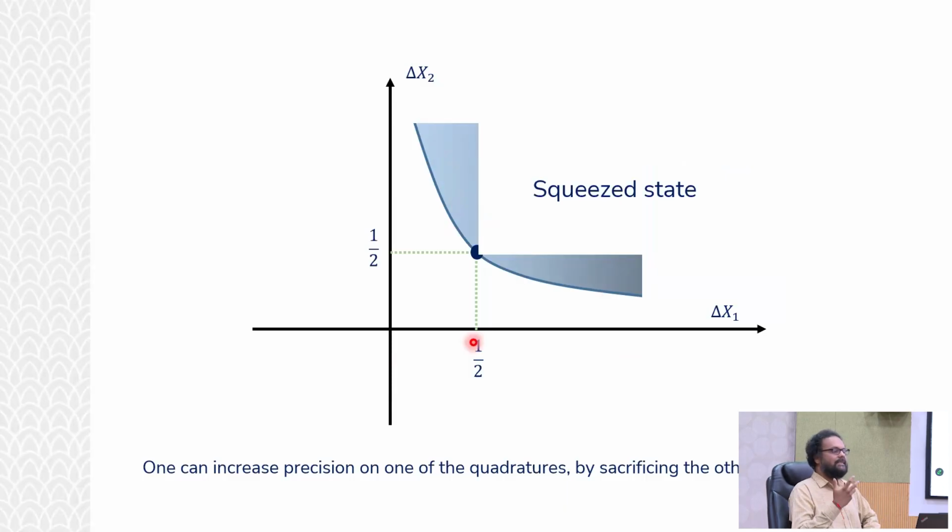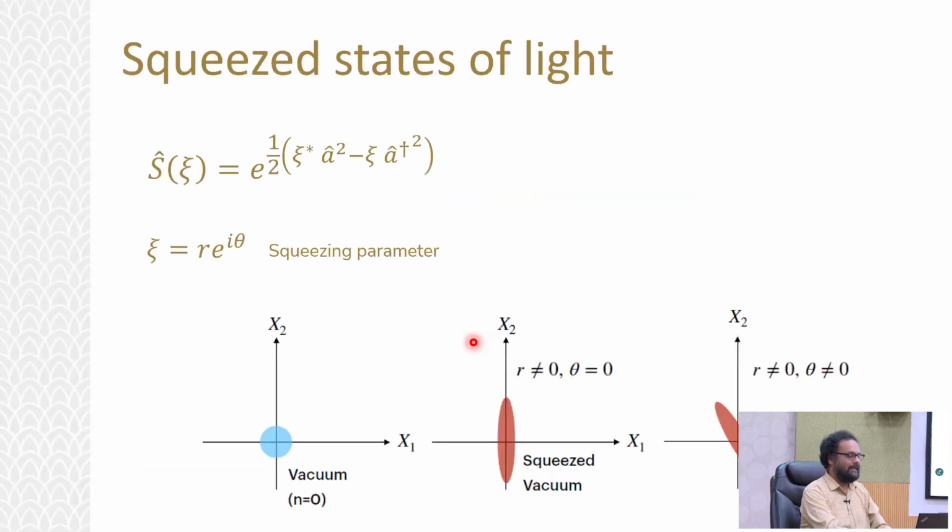So one can increase the precision of one of the quadratures by sacrificing the other. Right? This is basically, at the fundamental level, what squeezing means. Remember your state. The name squeezing comes because if I take a state which is not a point, it's a circle, a nice given circle, you basically squeeze it either in the form of amplitude or phase. So it becomes an oval, sort of, and then you increase the certainty on one at the expense of the other.